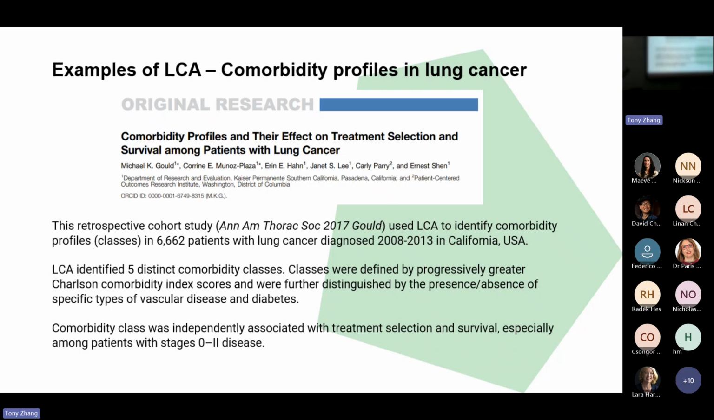And most importantly, they found that the comorbidity class was independently associated with treatment selection and survival, especially among patients with the early stage of lung cancer. So this is pretty important.